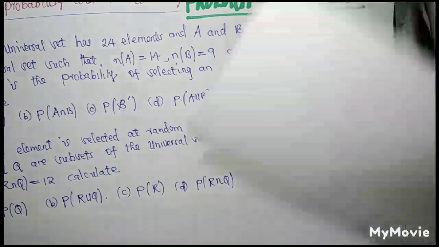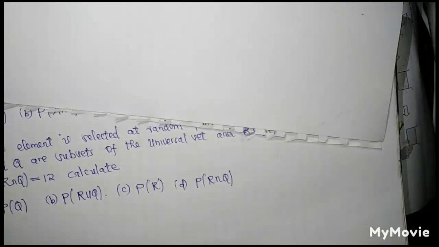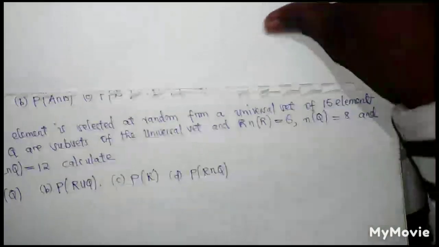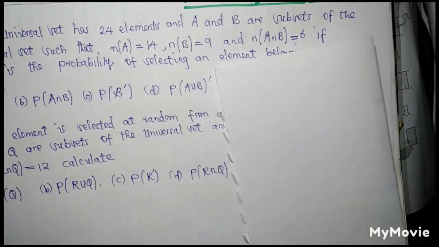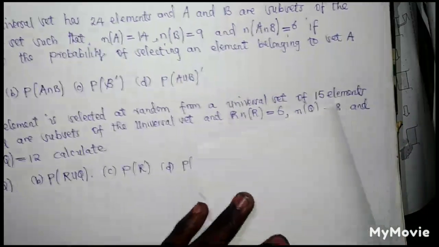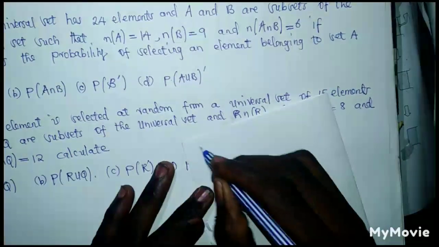Now we go to question 2. One element is selected at random from the universal set of 15 elements. R and Q are subsets of the universal set such that the number of elements in R is equal to 6, number of elements in Q is equal to 8, and number of elements in R intersection Q is equal to 12. Okay, so we only need to illustrate this information in a Venn diagram. All right, so let's do this.